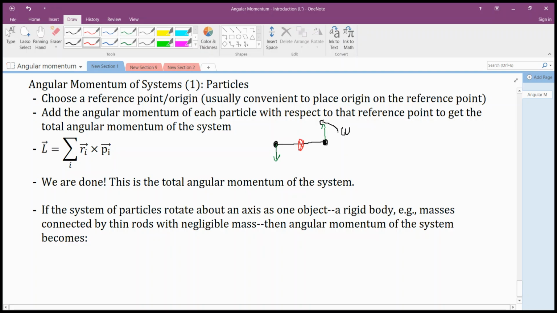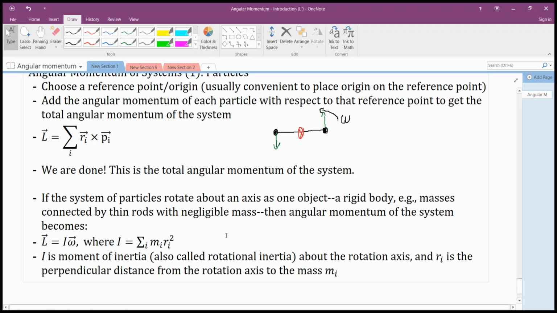And they rotate about a common axis of rotation, which I have labeled in red, which will also be the reference point for calculating the angular momentum of this system of particles. If this is done, as will be shown in more detail in another video, the result is as follows. Angular momentum is equal to I omega, where I is equal to the sum of m r squared, and omega is the angular velocity about the rotation axis.